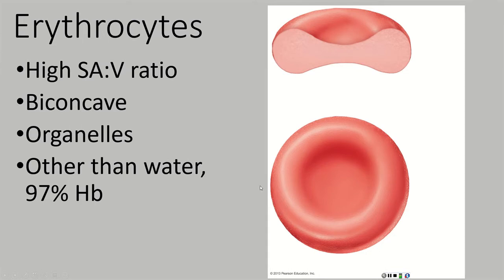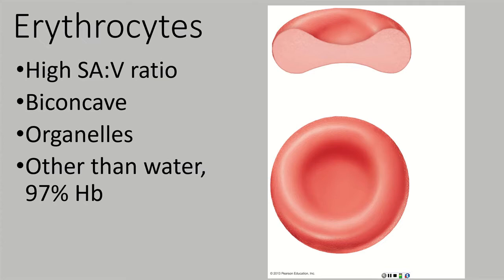And everything in our body is mostly water, but if we ignore the water part and we only look at everything else in an erythrocyte, 97% of that remaining stuff is hemoglobin.